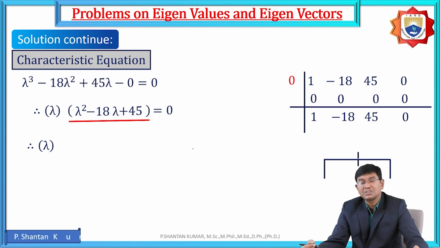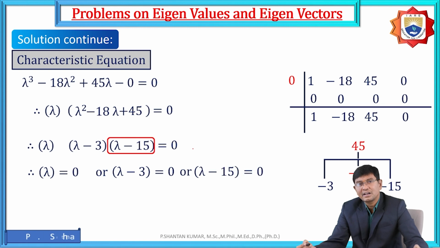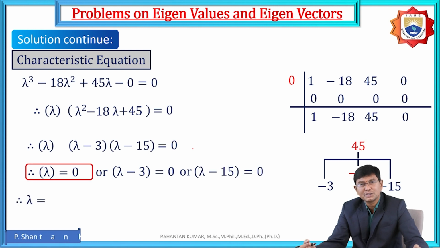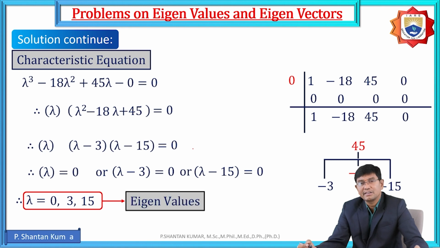Therefore the final solution is lambda is equal to 0 comma 3 comma 15. These are the eigenvalues. That means it is our choice to find the eigenvalues either by the short method, the brief method, or any other method. These are the eigenvalues.